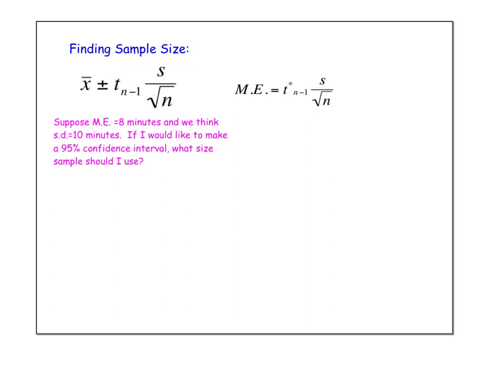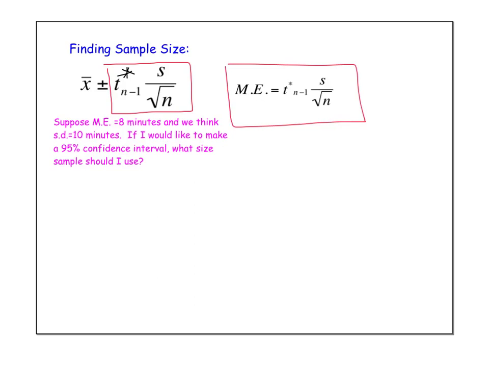Now, if you look at our formula for a one sample t interval, you see that it's basically your estimate plus or minus t star sub n minus 1 times s over square root of n. This piece right after the plus or minus is your margin of error. So our margin of error formula simply becomes margin of error equals t star n minus 1 times s over square root of n. So now we're ready for an example.